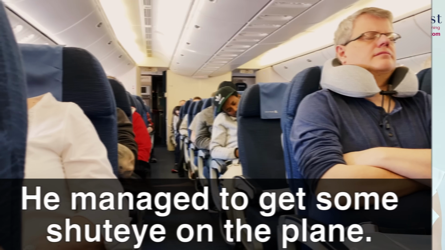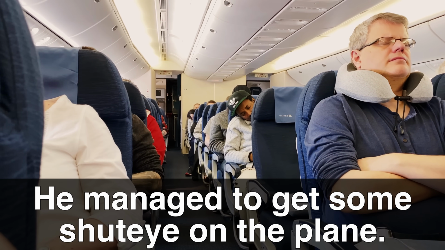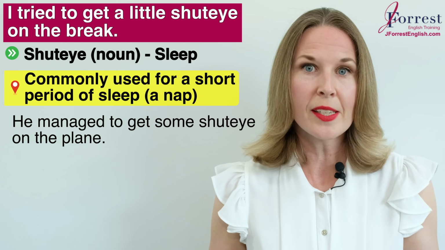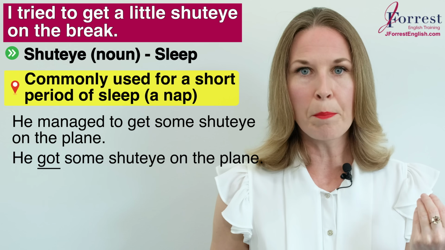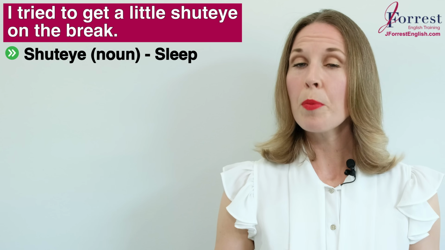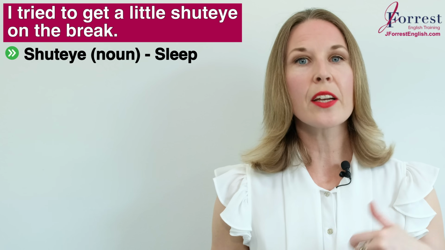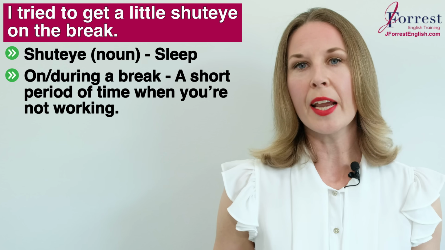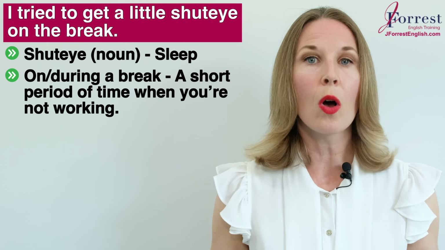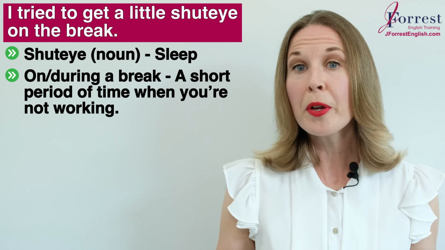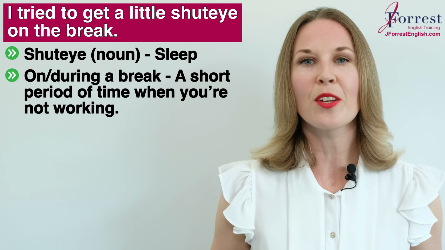For example, he managed to get some shut-eye on the plane. Now notice the verb is get, so you could say he got in the past simple. He got some shut-eye on the plane. And notice that preposition I used with break, on a break. You could also say during a break. Native speakers commonly use on. And of course, a break in the context of work is a short period of time when you're not working.